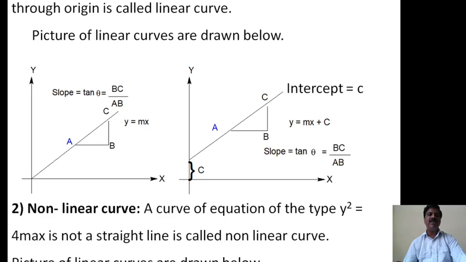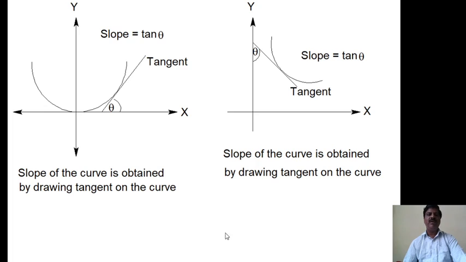The picture of the non-linear curve is drawn below. How? This is the parabola, like this, like this, it is called a parabola, a parabolic curve. Therefore, a non-linear curve is always parabolic, and it passes through the origin.